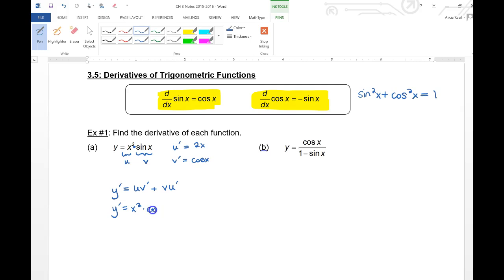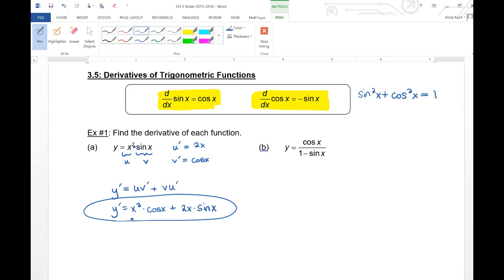Does it matter which one's u and v for this problem? Nope, it doesn't matter. You could switch u and v. Times, now it's v, sine x, times u prime. I'm actually going to put the 2x in front, because I don't want to accidentally multiply the x into 2x to make 2x squared. Remember, it's the whole thing, sine x times 2x. So if we have something like that, just put it in front like it's a coefficient. Can we go any further? We could factor out an x, but that's not going to simplify anything. So we're done. This is it.